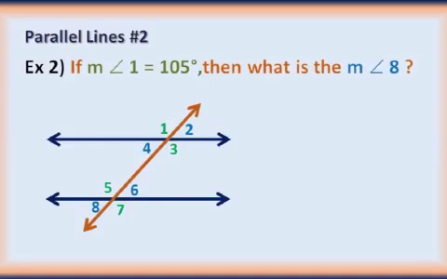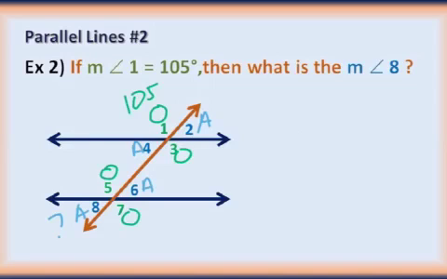Let's look at example 2. Once again, angle 1 is labeled. Our figure is labeled with O's for obtuse angles and A's for acute angles. We recognize that angle 1, which is 105 degrees, and we're looking for the measure of angle 8. Let's call this question mark down here. We recognize that 1 is an obtuse angle and 8 is an acute angle.